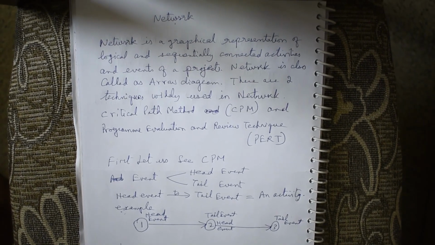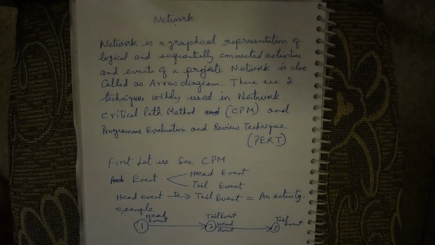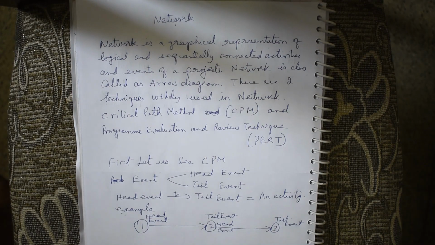Today we are going to see network. Network is a graphical representation of logical and sequentially connected activities and events of a project. It is also called as arrow diagram. There are two techniques widely used in networking.